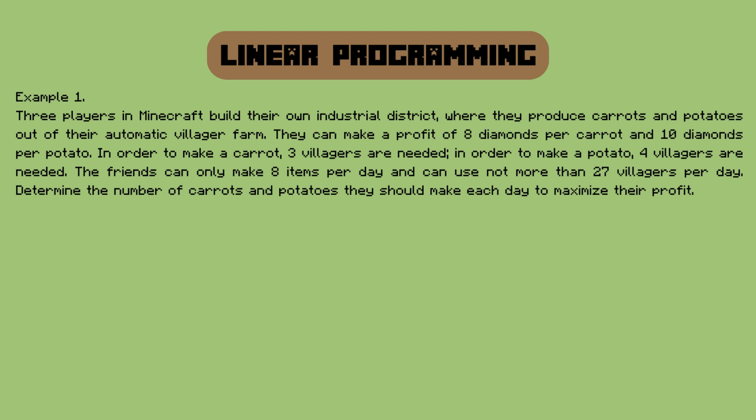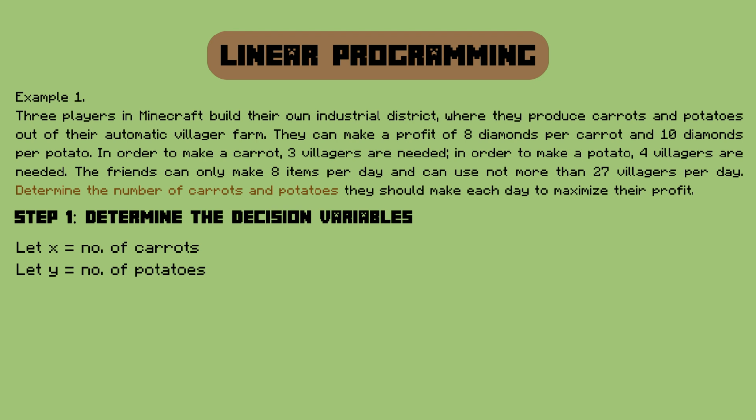In any linear programming problem, the first step is to determine the decision variables. These are the quantities to be determined. The problem states to determine the number of carrots and potatoes. From this, let us denote x as the number of carrots and y as the number of potatoes.